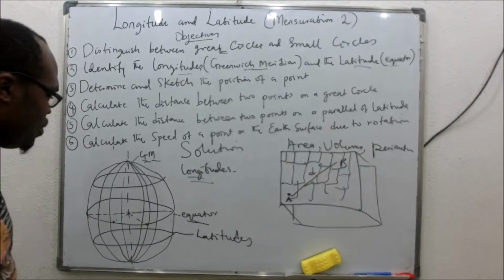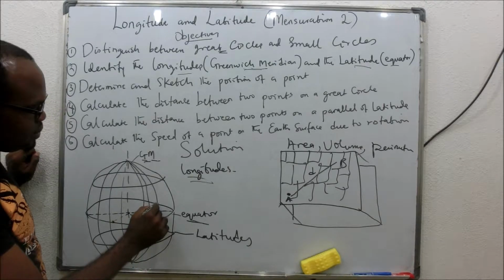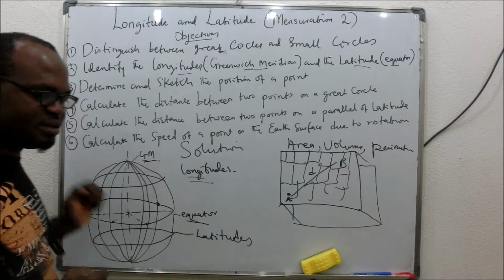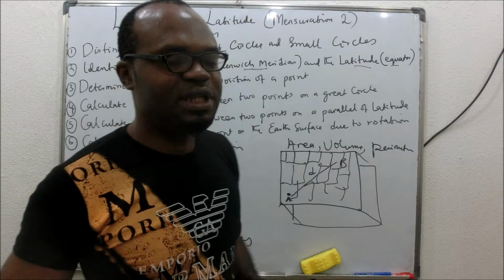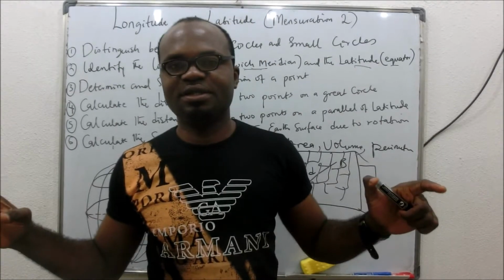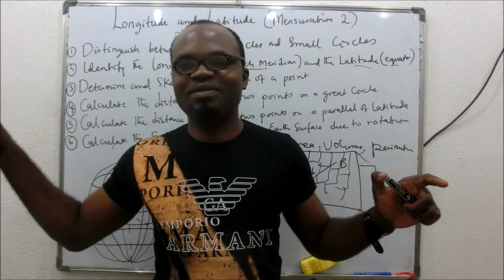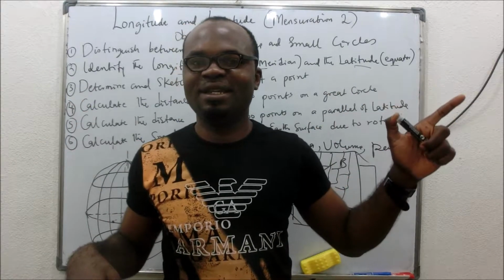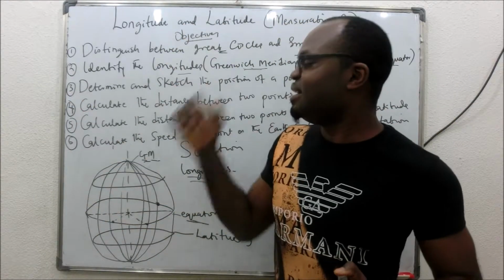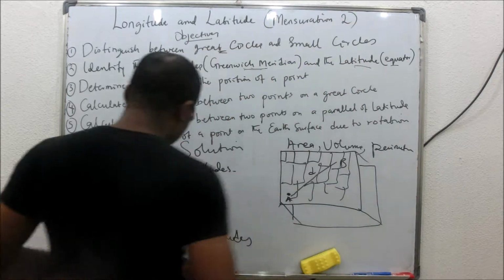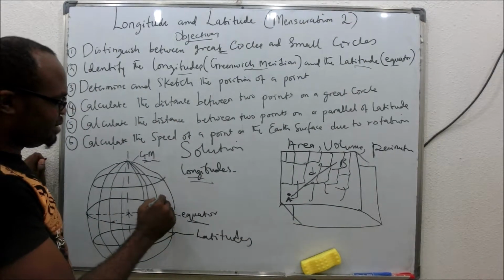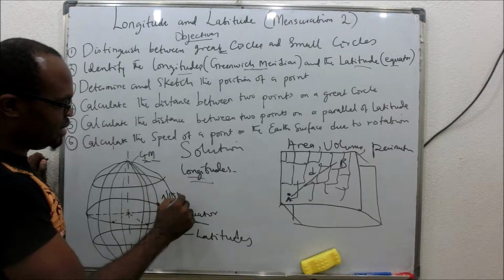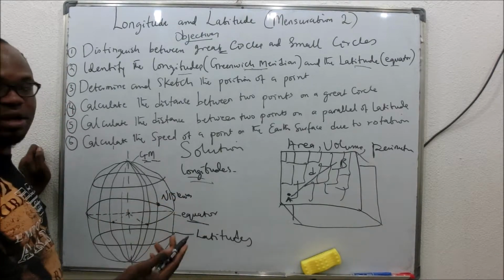Now, if you have a point on the Earth's surface, and you want to calculate distances on the Earth's surface, like the distance from one point on Earth to the other, the distance from Nigeria to Canada, knowledge of longitude and latitude can actually help you. So let's say you pick a point here, and this point is in Nigeria, maybe in Abuja or anywhere.